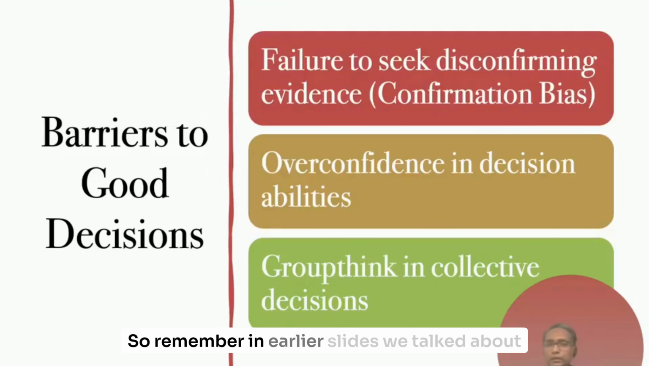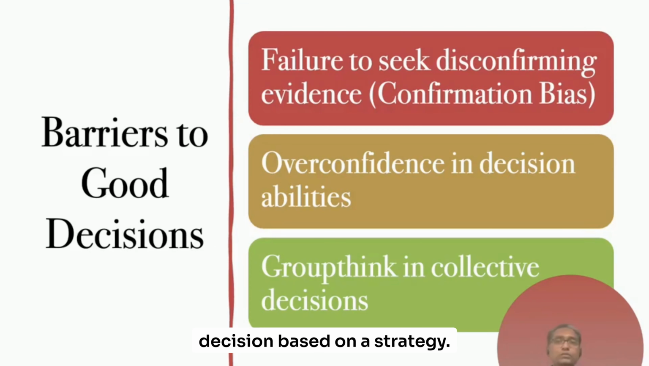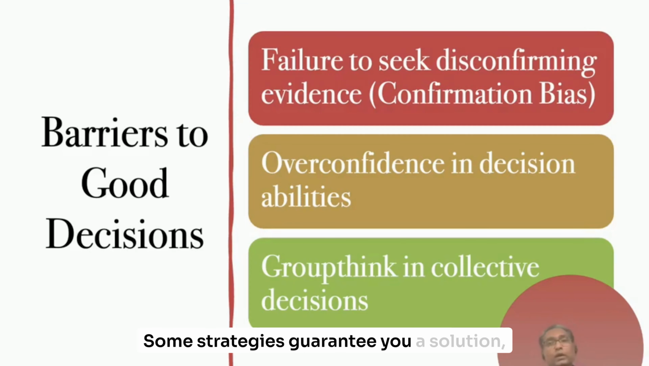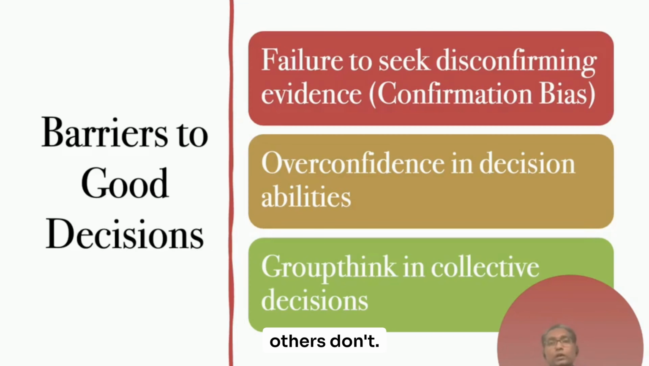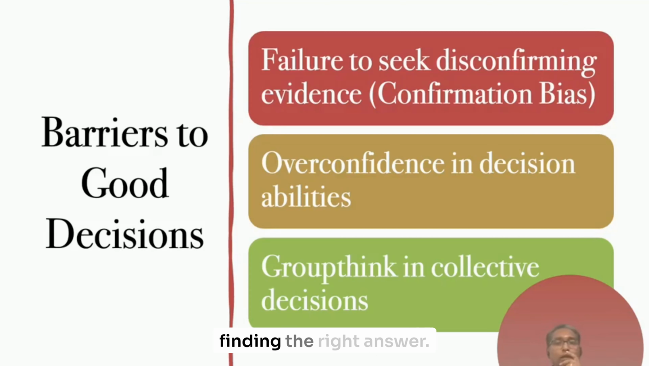So remember in earlier slides, we talked about how decision making is like problem solving, where you try to find a solution or make a decision based on a strategy. Some strategies guarantee you a solution, others don't. One such strategy is an algorithm. An algorithm is a step-by-step process of finding the right answer.